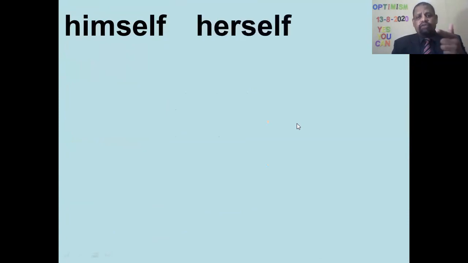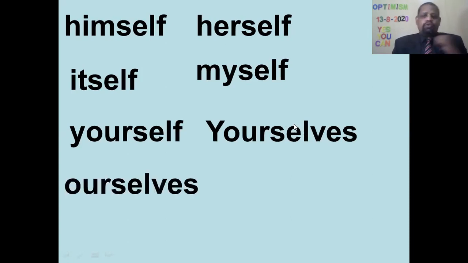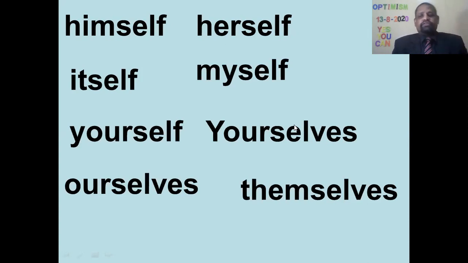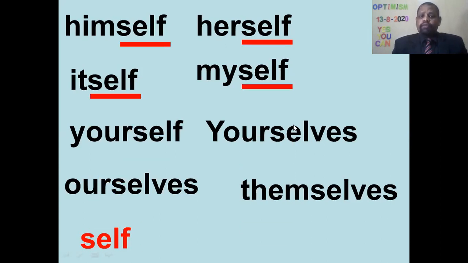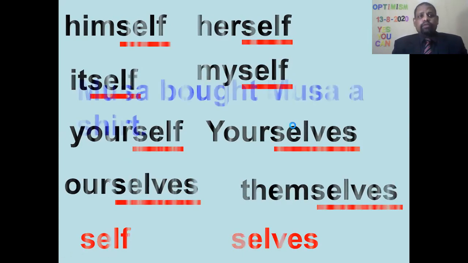They are himself, herself, itself. Just while reading, note that most of them end in self, and later you will discover that some of them end in selves, V-E-S. Myself, yourself, single, you. Yourselves, plural. Ourselves, themselves. I hope you notice that some end in self: itself, myself, yourself, and the others end in selves: yourselves, ourselves, themselves. That's good.